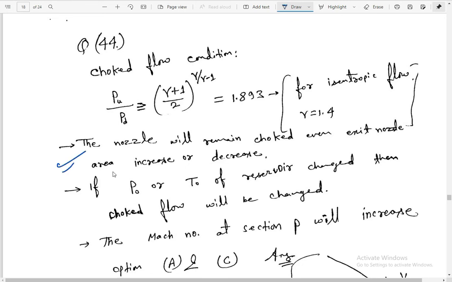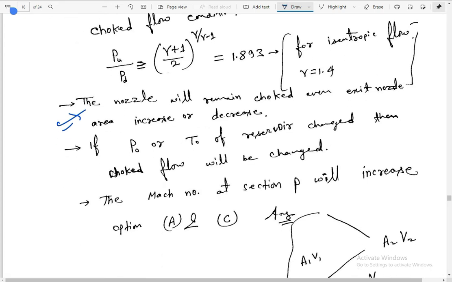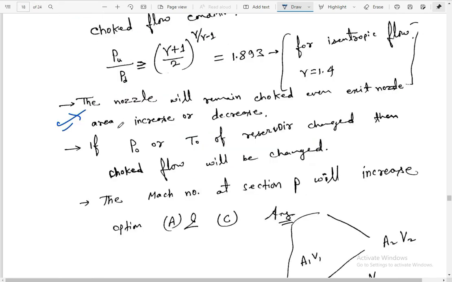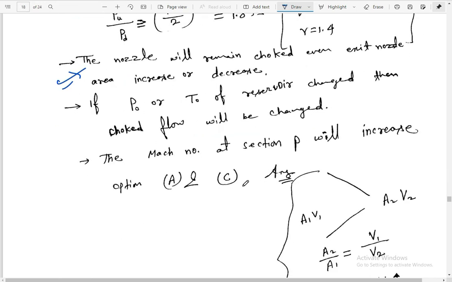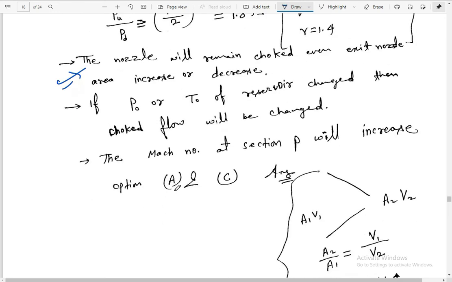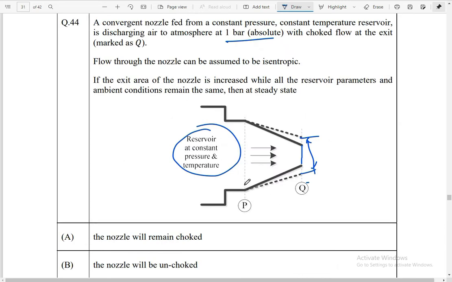The nozzle will remain choked if the exit area increases or decreases. If P naught or T naught of the reservoir change, then the choked flow will change. But here it is mentioned these values are constant. It is not changing. The Mach number at the exit section will increase if the area increases, the Mach number in this area will also increase.